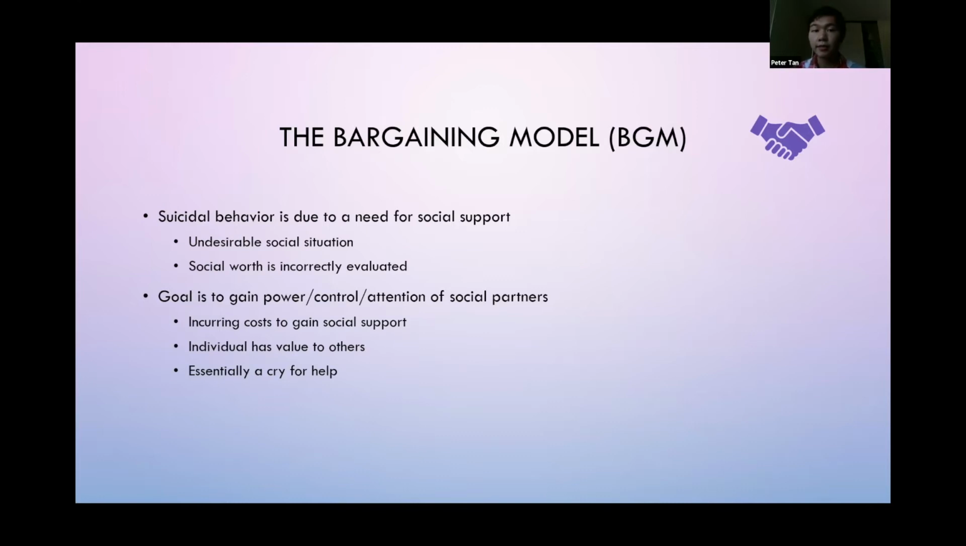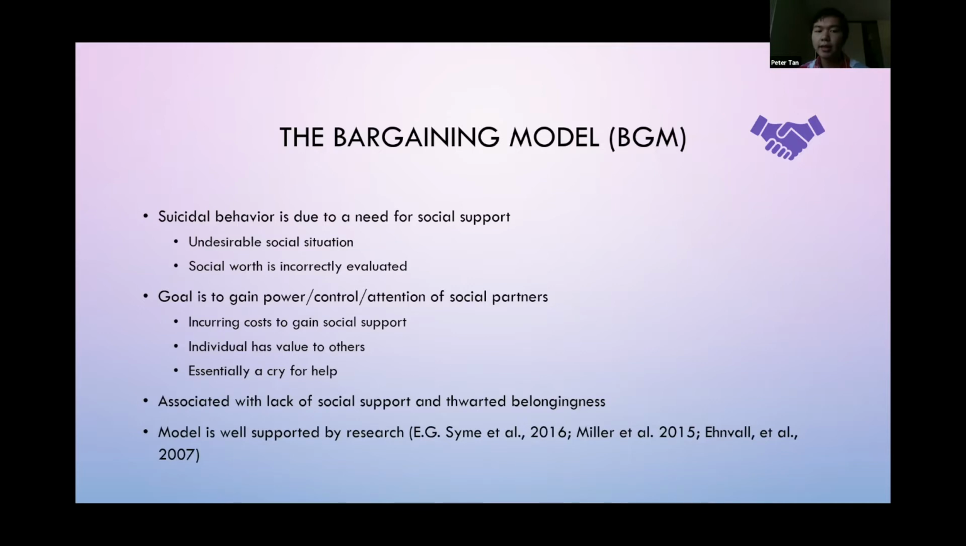This assumes that the individual has value to others, whether it's through their work and production or through their inherent value in themselves. Essentially, this model describes suicide attempts as a bargain or as a cry for help. This model suggests that suicidal behavior should be associated with lack of social support and thwarted belongingness, and has been directly tested as well as is supported by various background information and research on the protective value of social support.